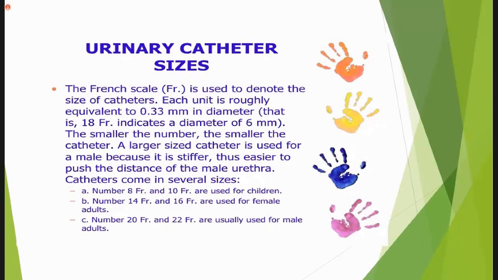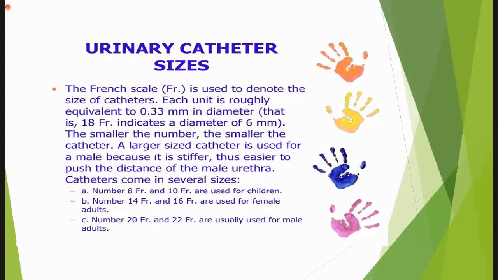Urinary catheter sizes. The French scale is used to denote the size of a catheter. French is the unit of the catheter, and each unit is roughly equivalent to 0.33 millimeter in diameter. That is, 18 French indicates a diameter of 6 millimeters. A larger size catheter is used for the male because the male urethra is stiffer and longer, thus it is easier to push the catheter the distance of the male urethra.